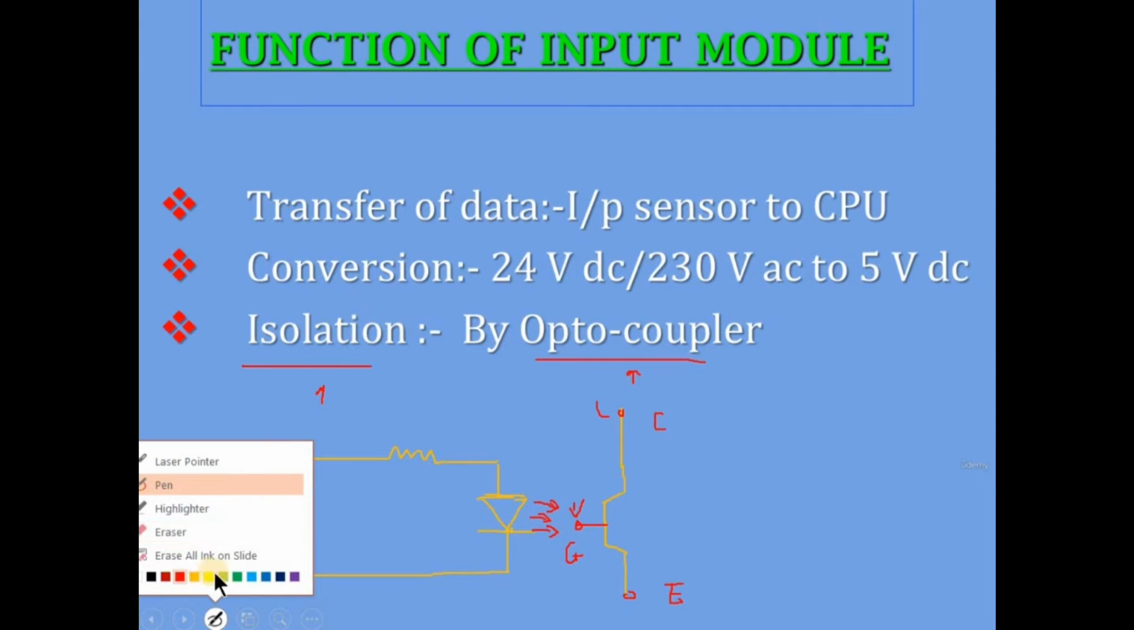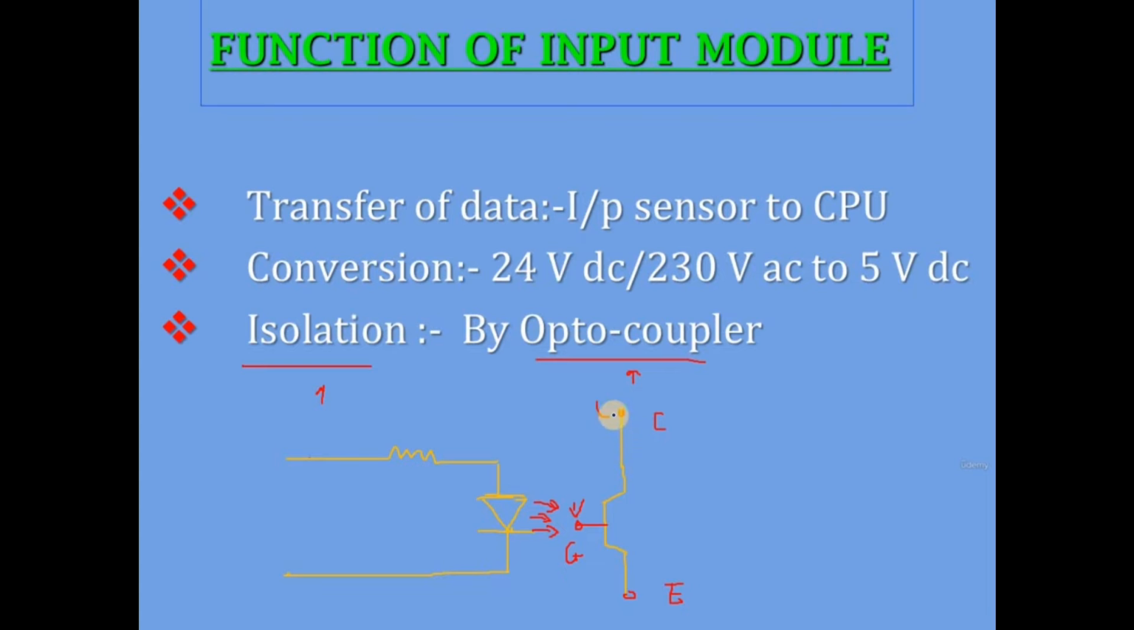One more thing: to the collector terminal, you can observe the power supply. The VCC will be there, VCC of plus minus 5 volt DC. When the gate terminal heats up, accordingly the path of collector and emitter will get activated. Then what you can observe is that the voltage VCC will go to the ground, and finally it will become 0 volt.